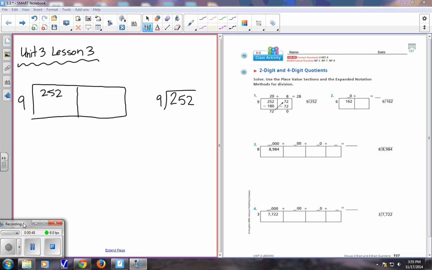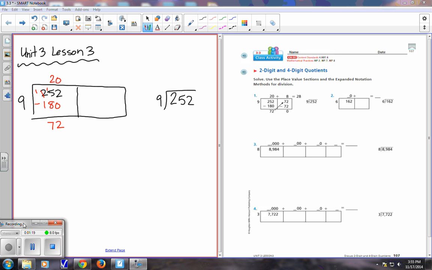And I know that 9 doesn't fit into 2 by itself. So I'm going to go into 25. So I'm really kind of looking at the tens place because I'm coming over to this 5. So 9 into 25, I know only goes 2 times. I'm talking about those tens, so I'm going to make it a 20. 20 times 9 is 180. I'm going to subtract it like usual.